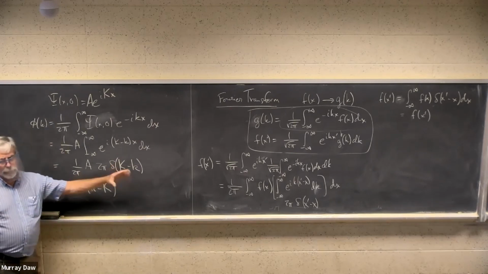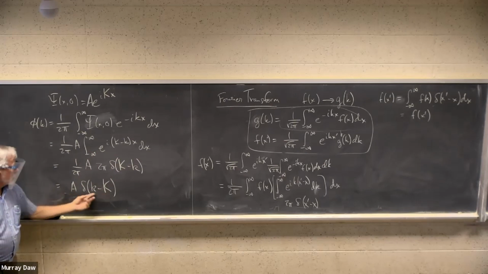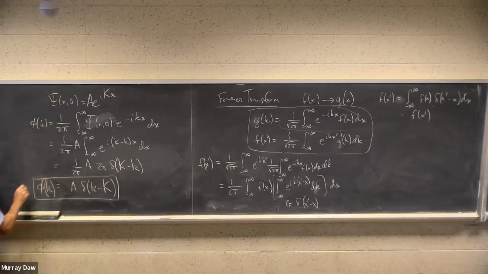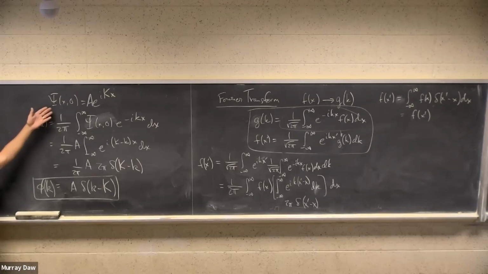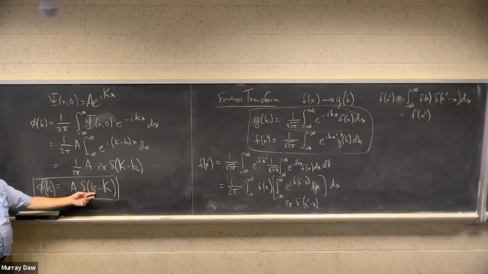Remember, delta of x and delta of minus x is an even function, so I can just change the sign here, make it prettier. Okay, so really this is pretty obvious, right? This is the spectral function. There's only one wave, only one wave number, only one spectral frequency, which is big K. Because that's all there is.